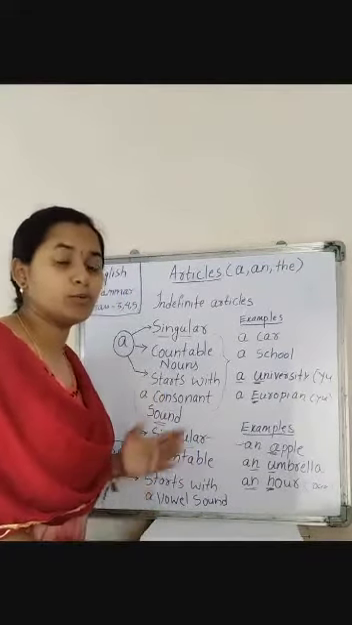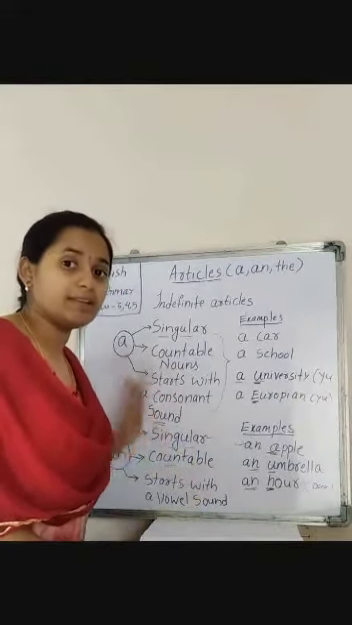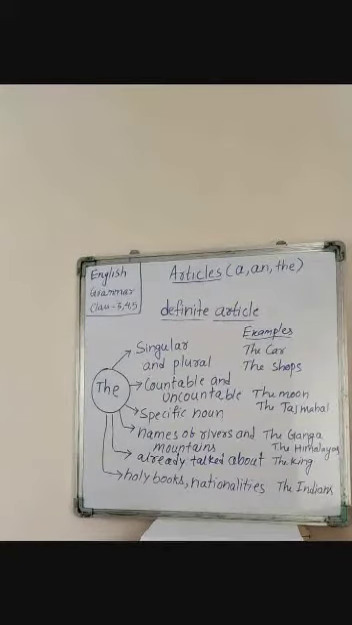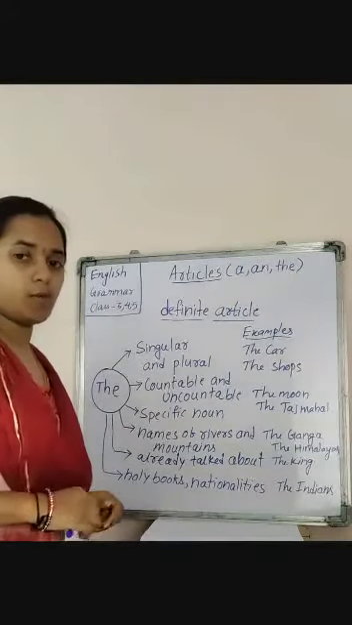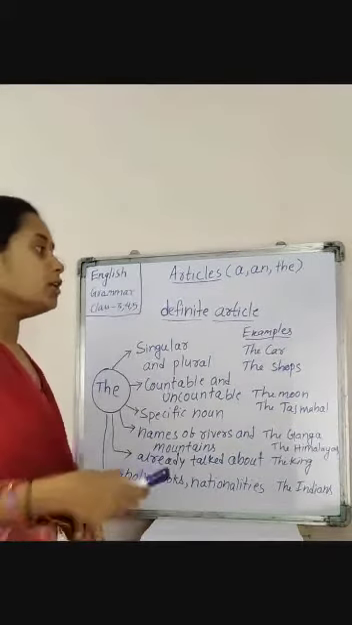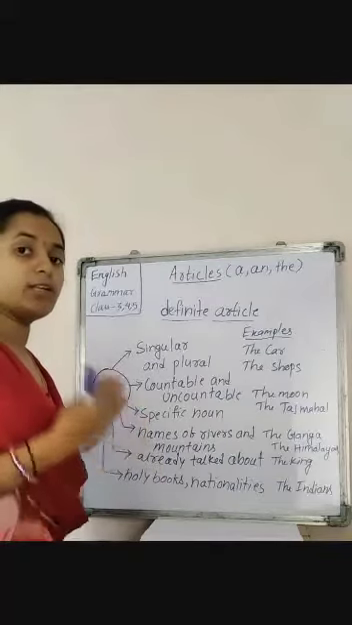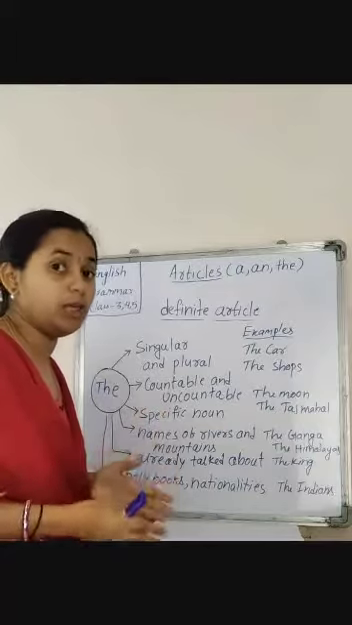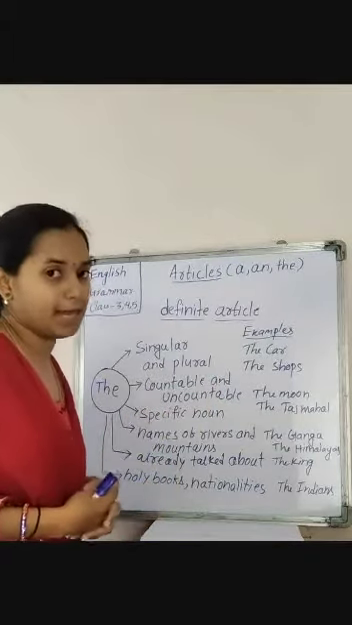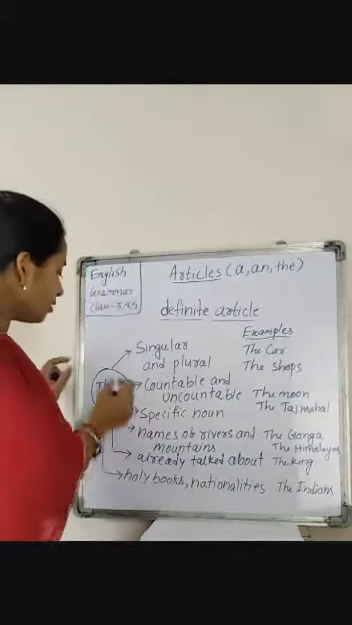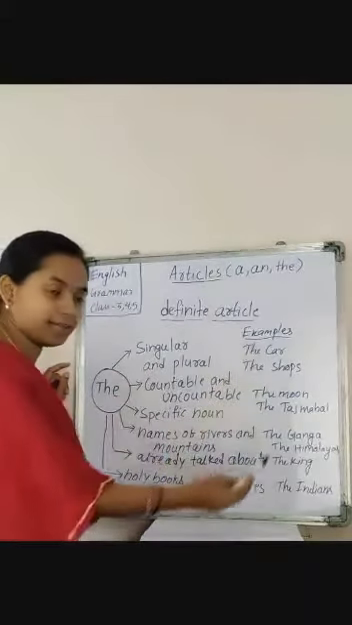Next we will move to the rules of 'the'. Kids, here we will discuss the definite article, and that is all about 'the'. Let's see what the rules are, before which type of noun we use 'the', and we will discuss some examples for each rule. So let's start. These are the rules and these are the examples.